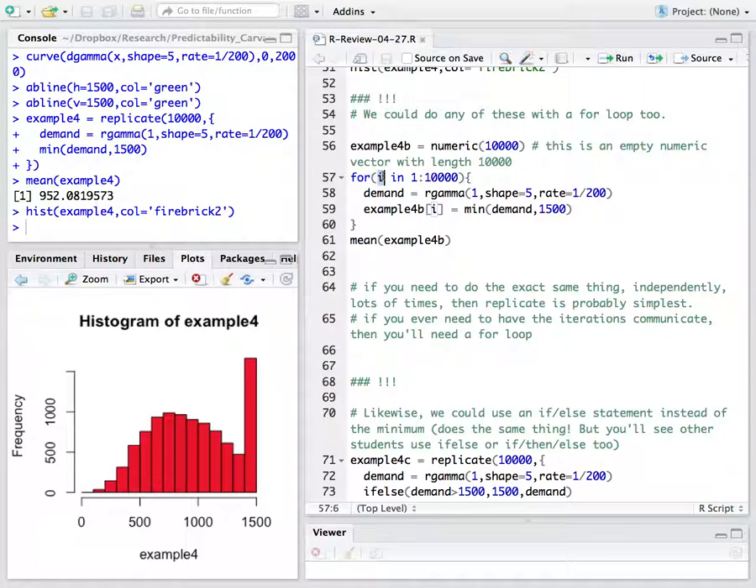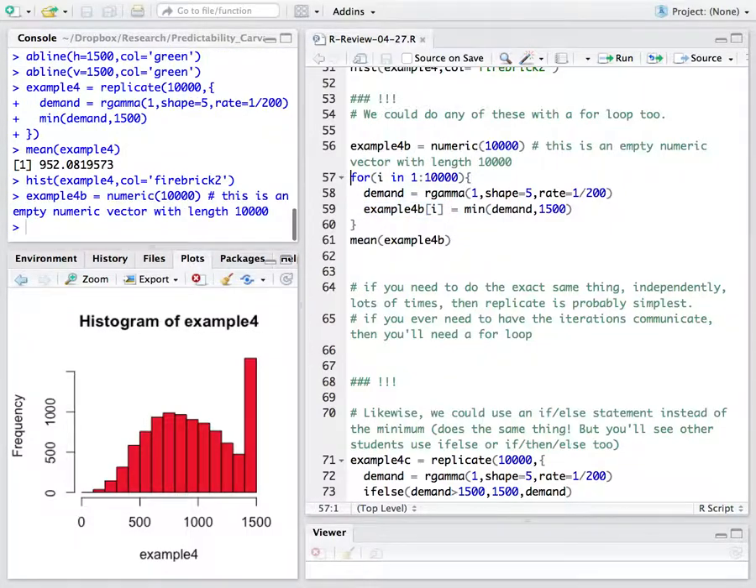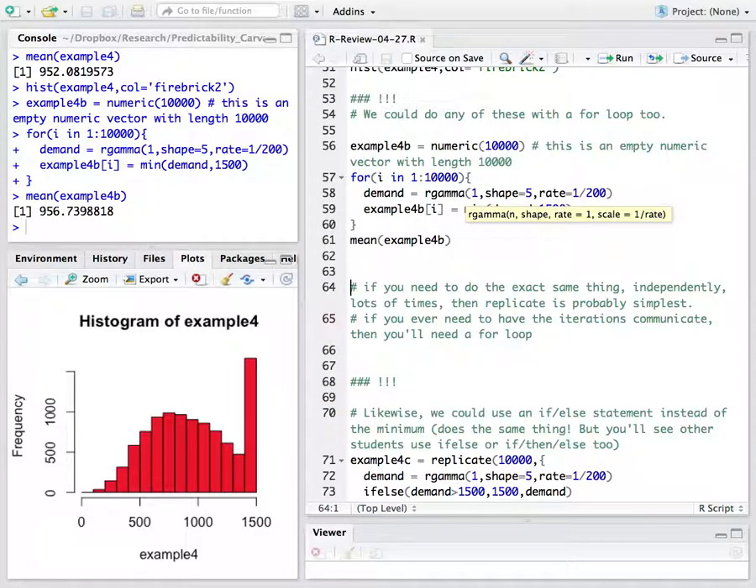So we say for i is our index, let i go from 1 to 10,000. And then, notice the curly braces again, what are we going to do for each of those values? Well, we're going to generate a demand, just like we did before. And then we're going to find the minimum of that demand and 1,500, the number of water bottles, right? Except now we have to tell it where to store that. So we're going to store it in the ith entry of our empty vector. Okay? When we do that, we get about 950 water bottles again, on average.